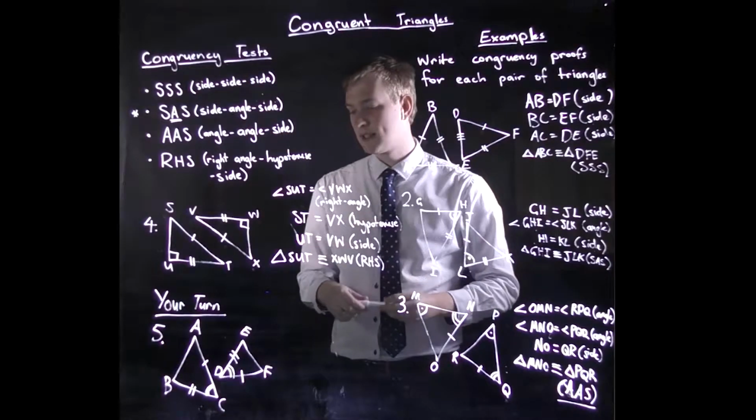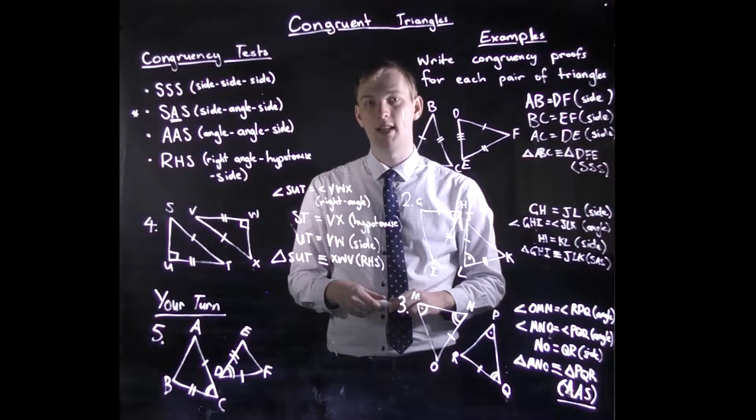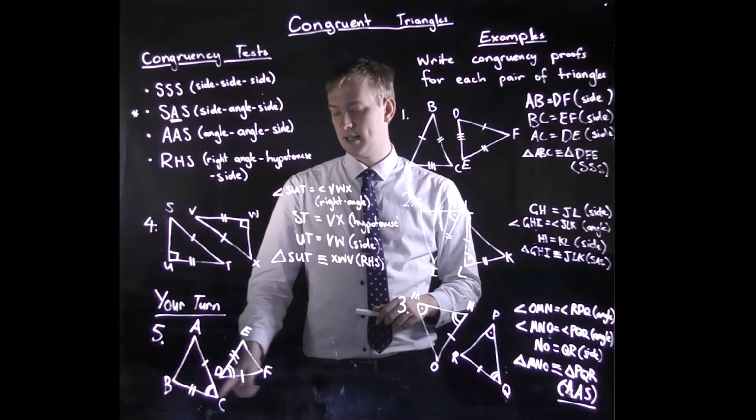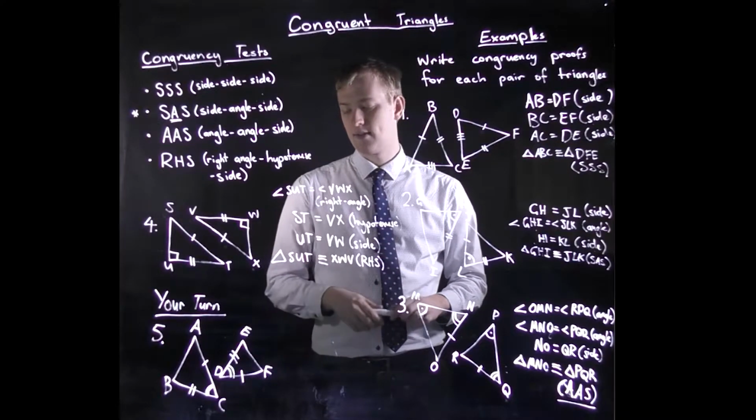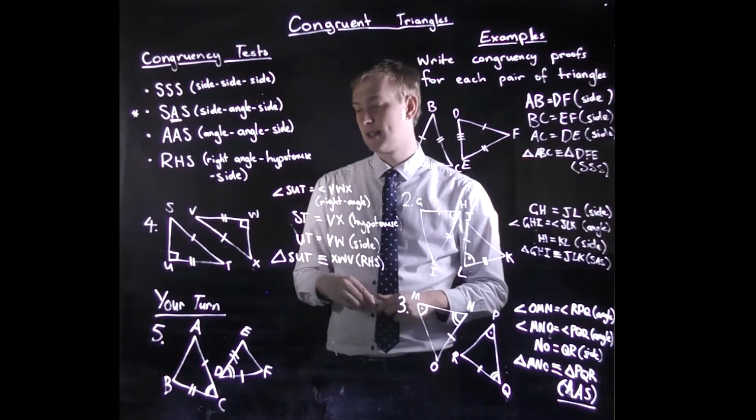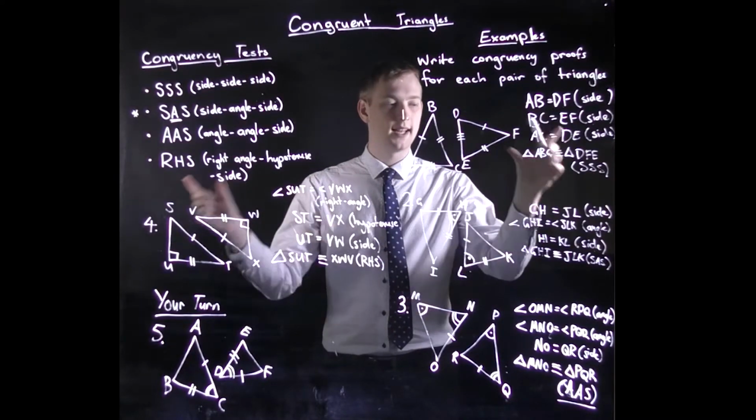This one here is a question for you to do yourself and then submit online. We have triangle ABC and triangle DEF. You need to match which ones are congruent, and you can use one of these proofs and it'll be set out like one of these, whichever one it is.